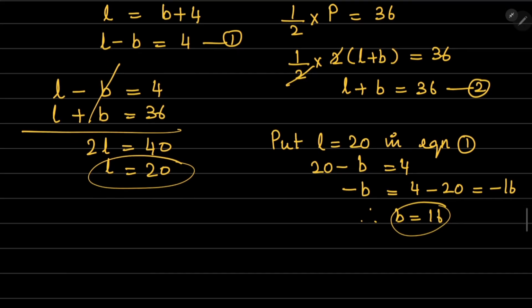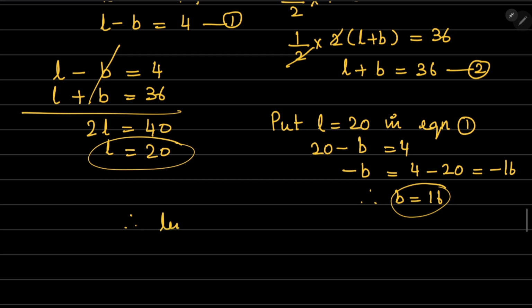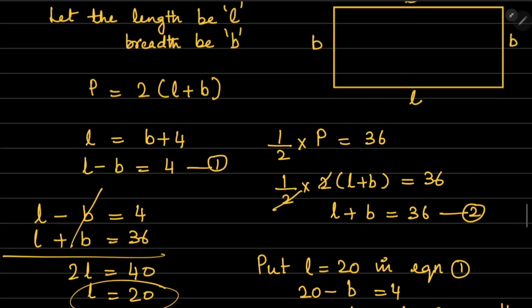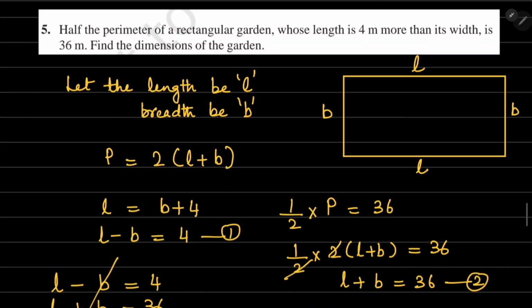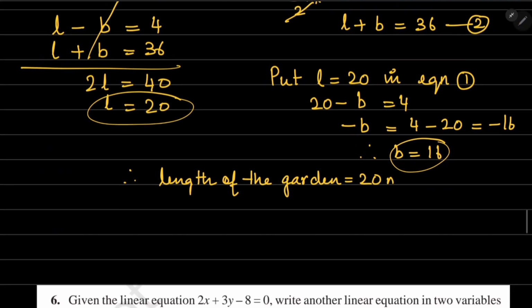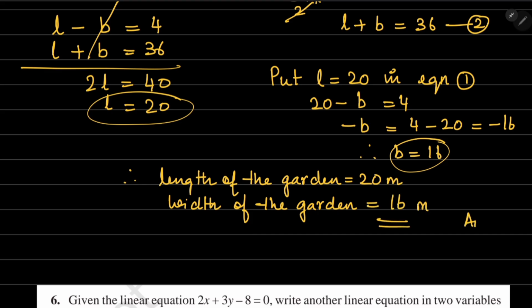Okay, so you can write finally, therefore, the length of the garden is equal to 20. Is there a unit given? It's meters. So 20 meters. And the width of the garden is equal to 16 meters. Okay, that's your final answer.